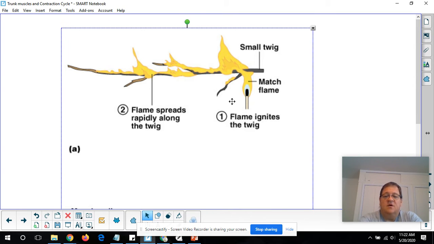You take the match, you hold the match to the end of the twig, and the flame will spread quickly down the twig. That's the action potential spreading to all of the sarcomeres in the motor unit, and that signal getting there and saying, hey, we got to move. You need to contract.